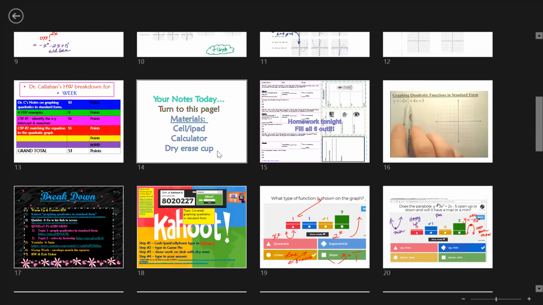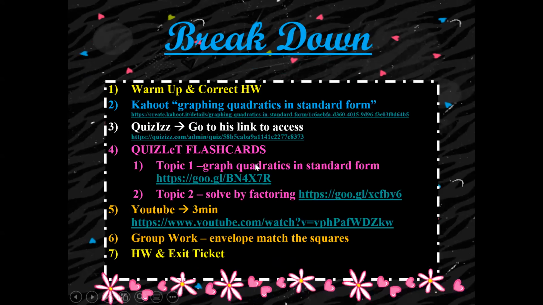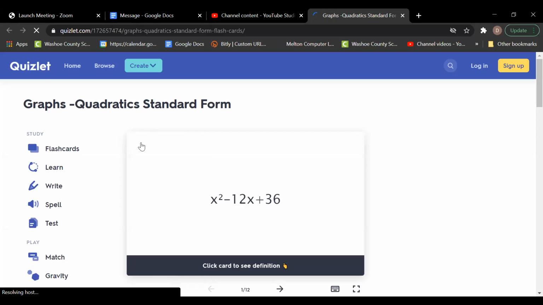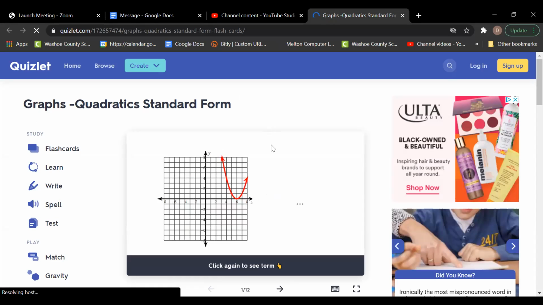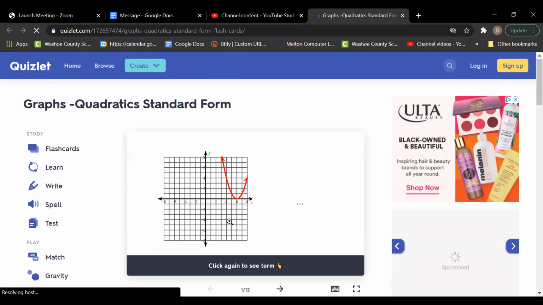So the first thing I'll have you do is start off with a Quizlet. I have 2 different topics that I want you to explore. The first topic looks like this. You just have to type this into your browser. I'm just going to simply click on it. I'm sorry, it's a little easier for me than it is for you. Capitalization does matter. So here you have graph, quadratic, and standard form. And then there are 12 different cards.